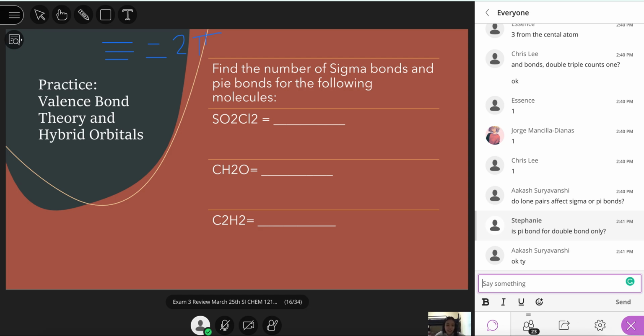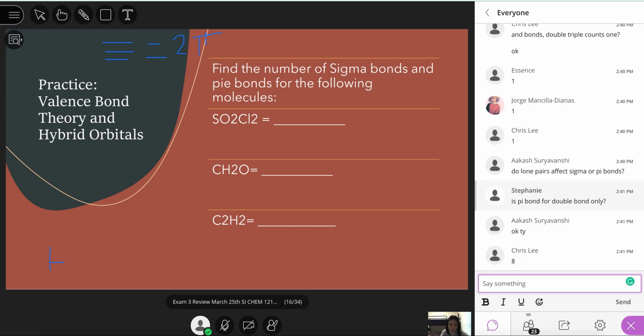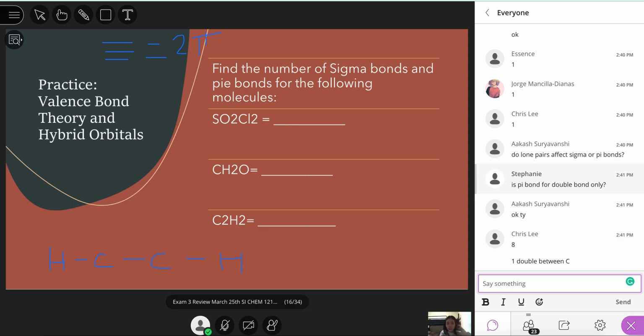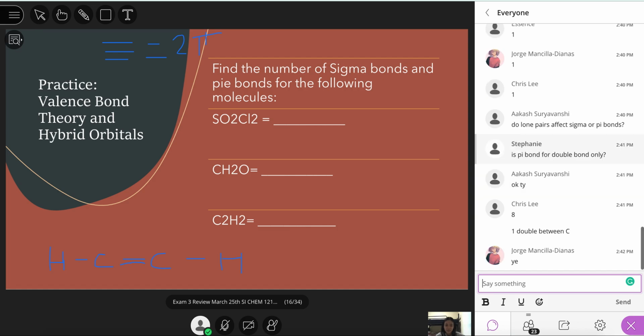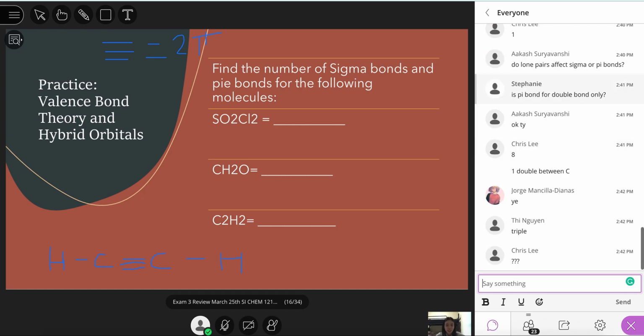Yep. So C2H2. Can anyone tell me how many valence electrons we're going to have from that? 8. Okay. So do we have any double, triple, anything? One double between C, a double. Okay, do we all agree with that? It's going to be 1 double bond between C. Is that the final answer? Do we all agree? Yes. Okay, actually, it's going to be 3. Now, can anyone tell me if they knew it was 3?